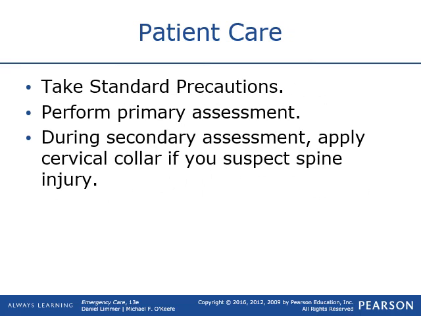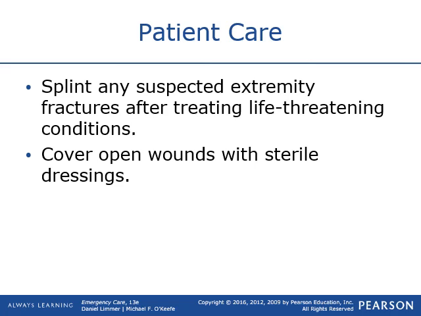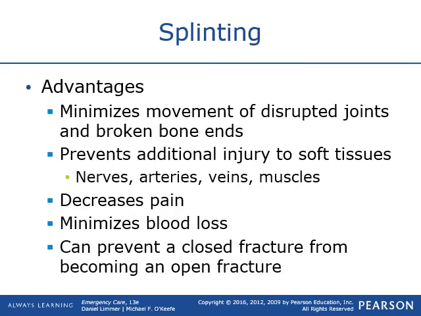So for care for these types of patients, it's the same across the board for traumas. You're going to take your standard precautions. You're going to perform your primary assessment, your ABCs. During the secondary assessment, apply a cervical collar if you suspect spine injury. Splint any suspected extremity fractures after treating life-threatening conditions. Cover up wounds with sterile dressings.